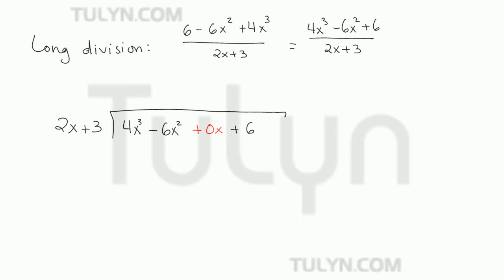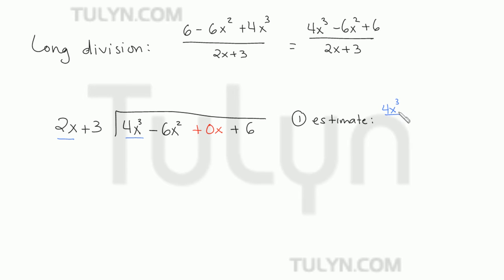So now we start with our long division method, and the long division method comes in 4 steps. The first step is to estimate, and we want to estimate the first term of the polynomial on the inside with the first term of the polynomial on the outside. So we want to estimate 2x into 4x cubed, which basically means dividing, right? So what are we left with? We're left with 2x squared when we divide. So we want to put that up here.